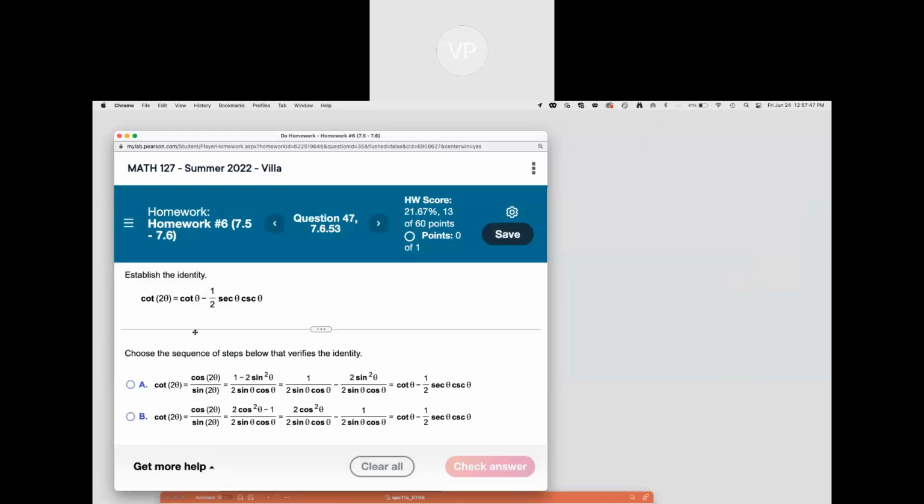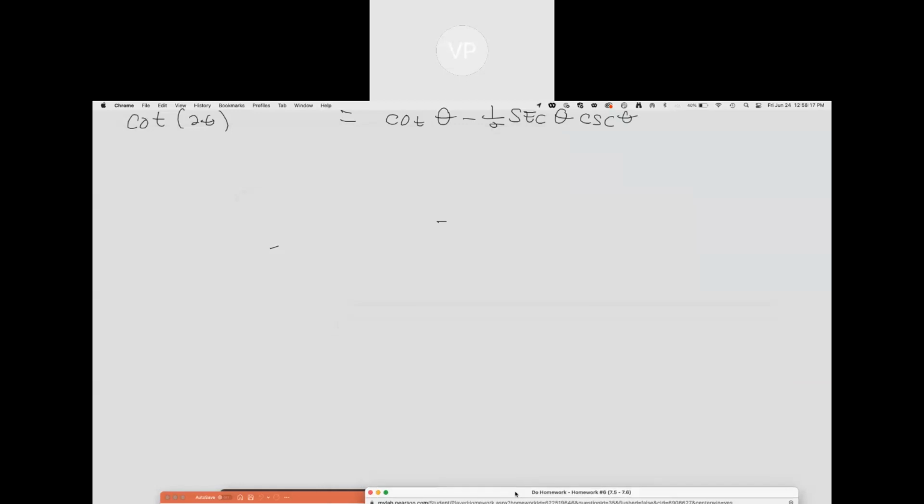All right, establish this identity. All right, so we have the cotangent of 2 theta, and we want to get it equal to cotangent of theta minus 1/2 secant theta cosecant theta. All right, so this is going to be an interesting one.